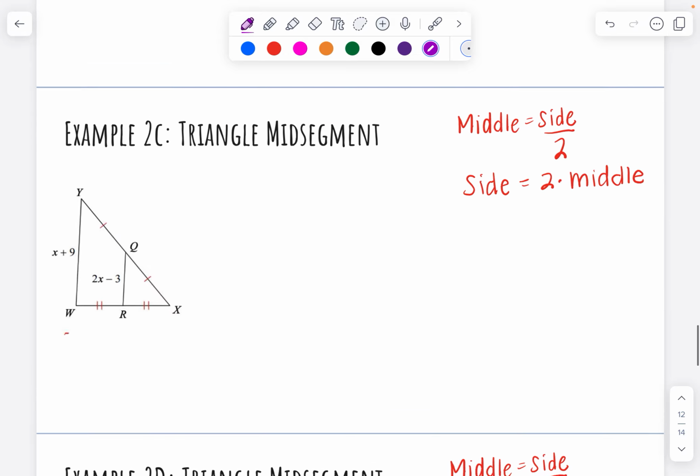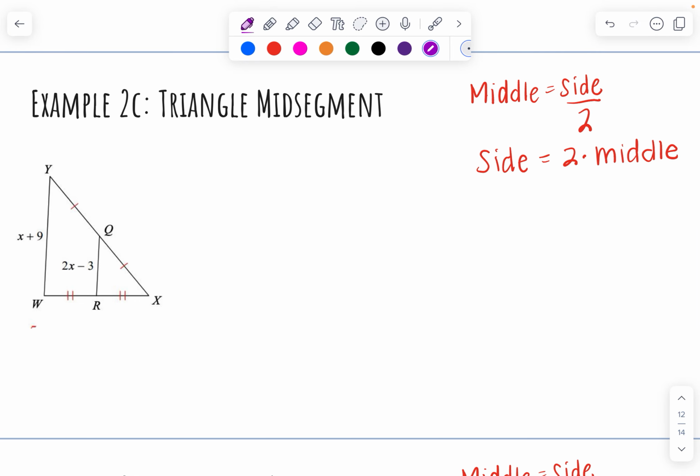Let's look at some harder ones here because we're dealing with variables. We're dealing with x's for both the middle and the side. Here it doesn't matter because they both have x's. You could use middle equals side divided by 2 or side equals 2 times middle. I think using side equals 2 times middle is easier just because we're not dividing.